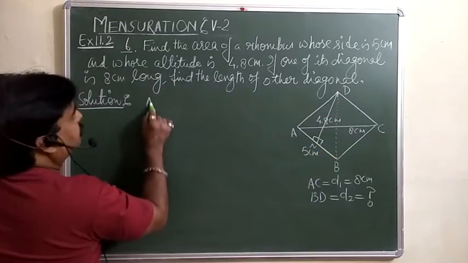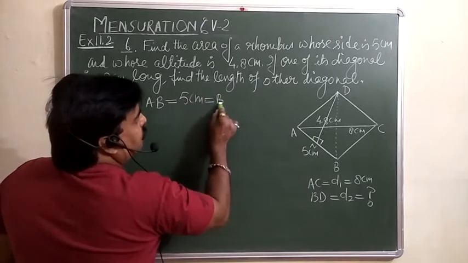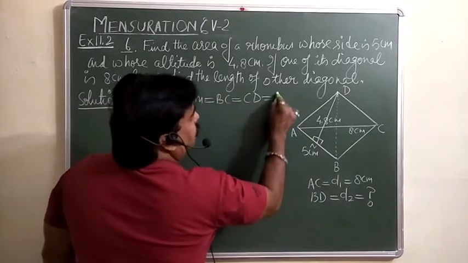Here the sides are given. Side is equal to 5 centimeter. All the sides will be equal. You know that AB is equal to BC, is equal to CD, is equal to DA.